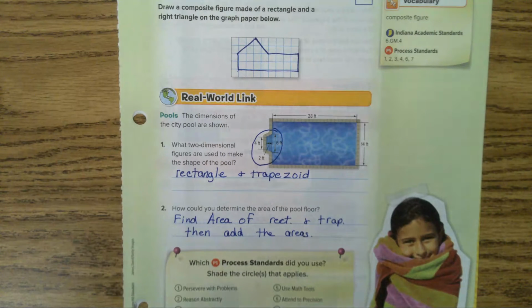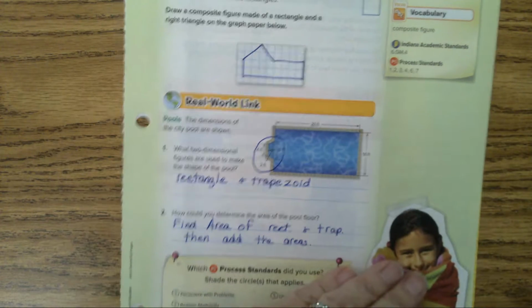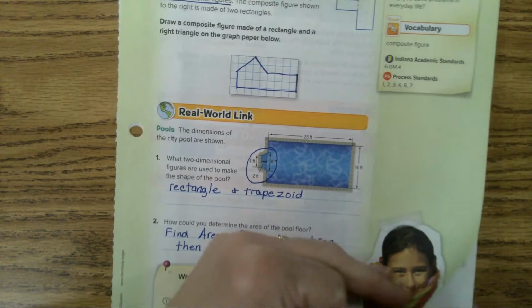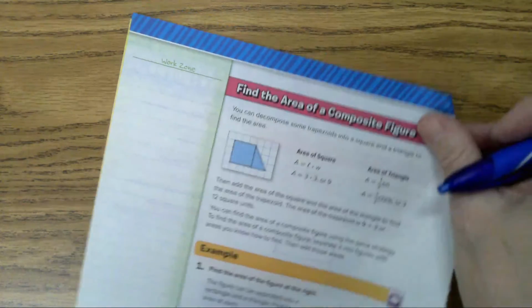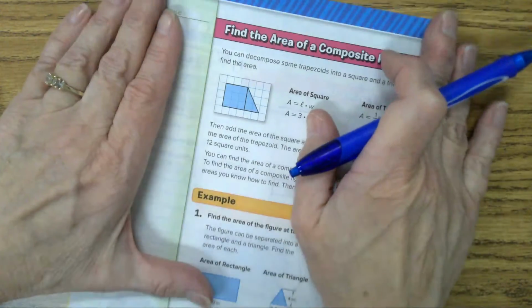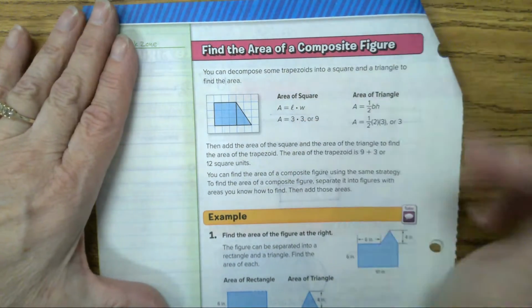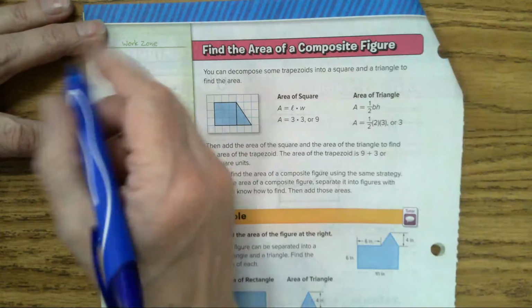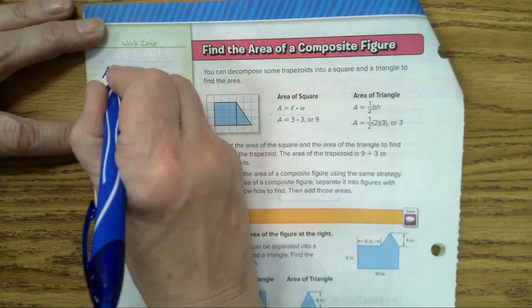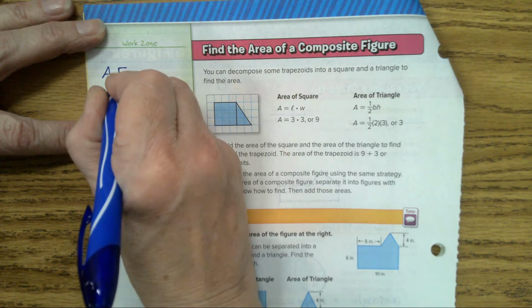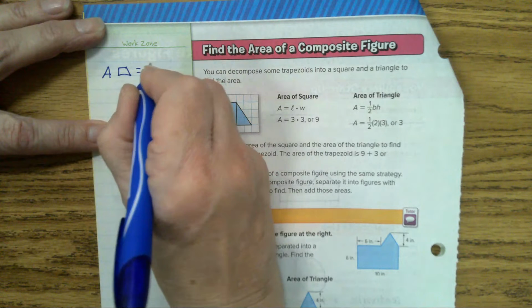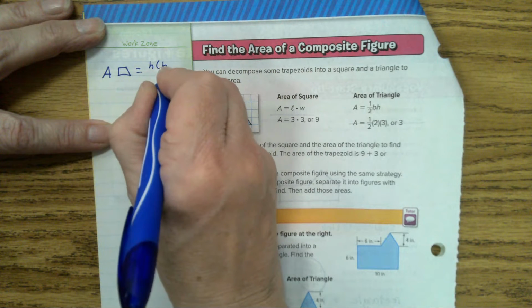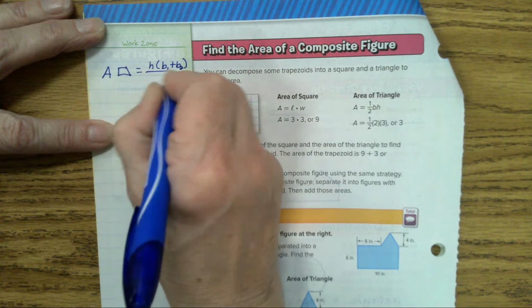Okay, let's turn the page and go to page 718, excuse me. On page 718, here we have a composite shape. This is also a trapezoid, isn't it? But we already know the formula for the area of a trapezoid. Let's just write it over here. The area of a trapezoid equals height times B1 plus B2 divided by 2, right?